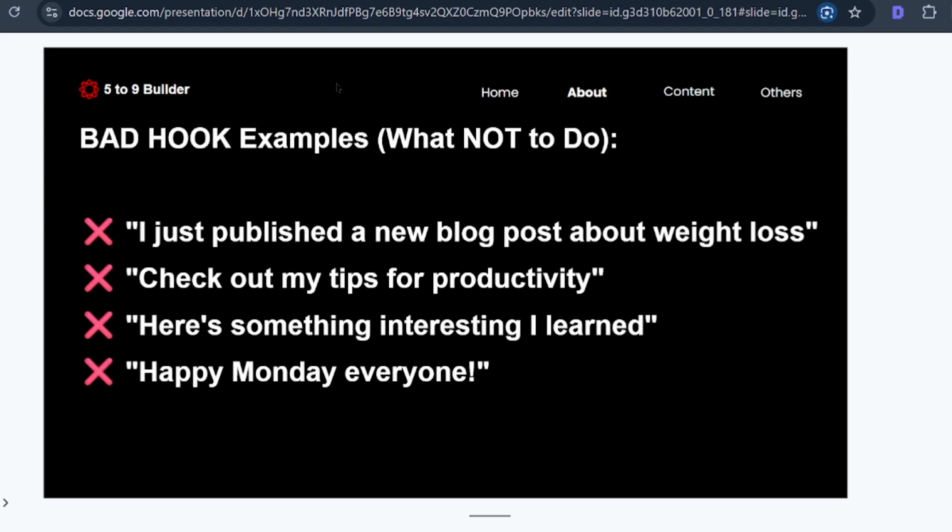Now let me show you some bad hooks. A bad hook here is referring to hooks that don't click with anybody. Okay, for example, I just published a new blog post about weight loss. Who cares? Nobody cares about that. Check out my tips for productivity. Nobody cares about that. Here's something interesting I learned. Nobody cares about that. Okay, happy Monday, everyone. That is absolutely out of the way. Nobody cares about that. Nobody's waiting for you to come and wish them a happy Monday, happy Tuesday, or a happy week. So stop posting that as a hook to direct people.